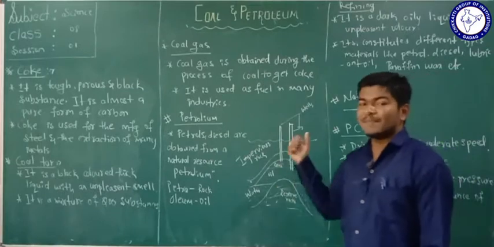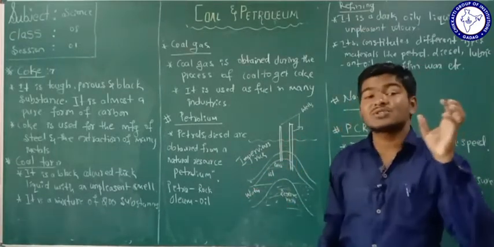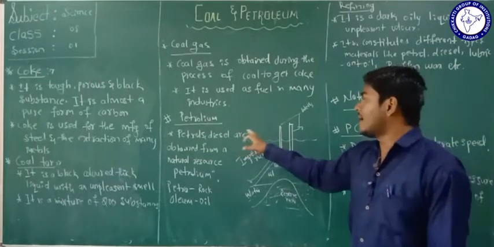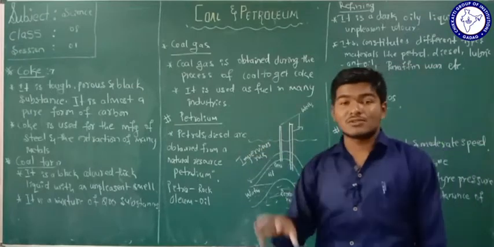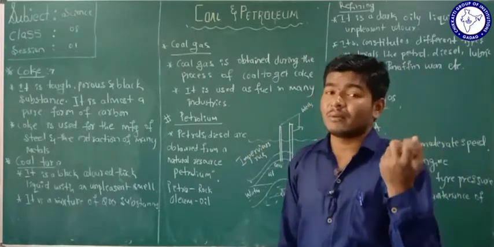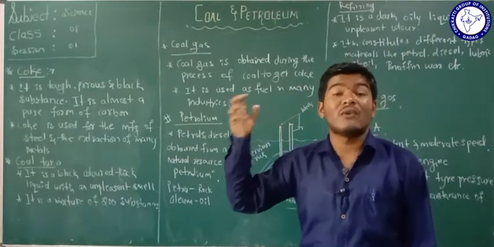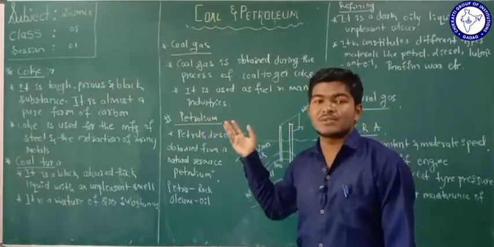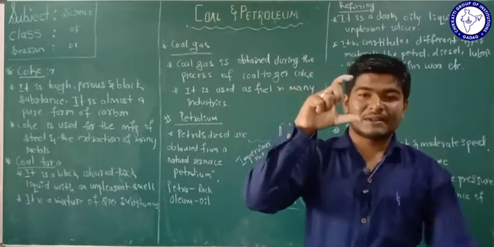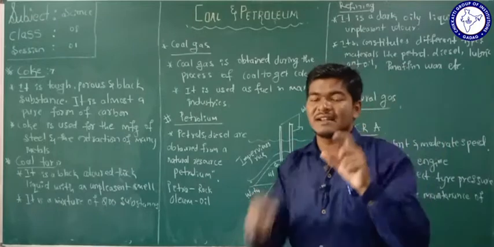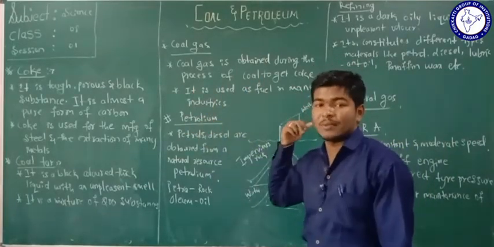So what is petroleum and what does it contain? Petroleum contains the most important things, that are petrol and diesel. These are the most important products of petroleum, and we also get some lubricants and wax from petroleum. Vaseline, which we see in a Vaseline packet or box, is nothing but petroleum gel. That comes from petroleum. You have to remember this.